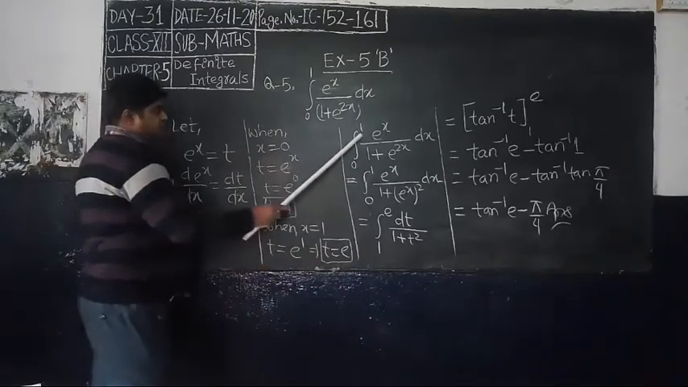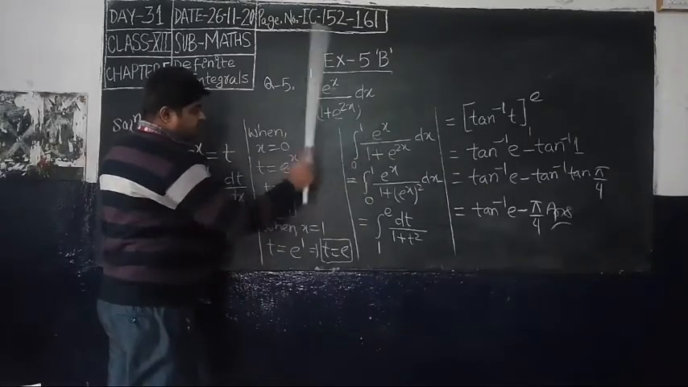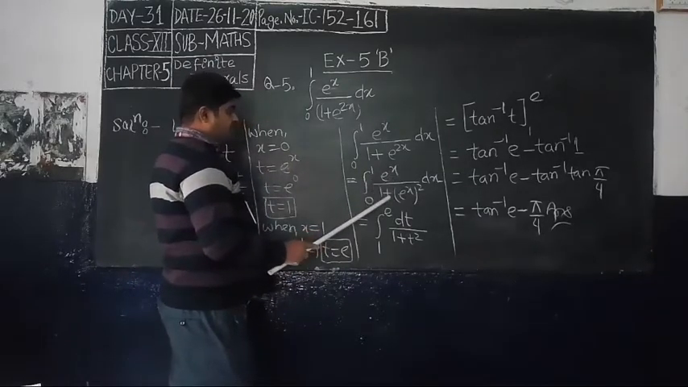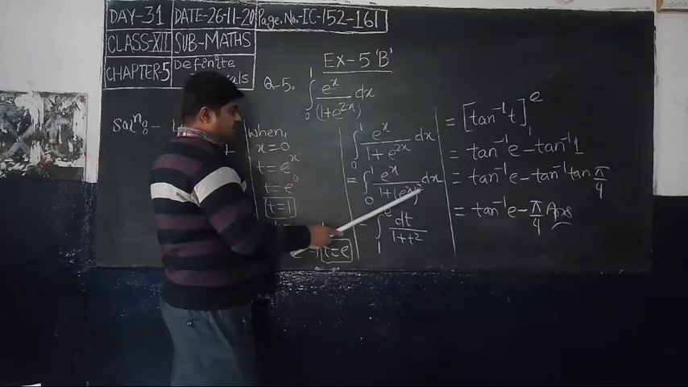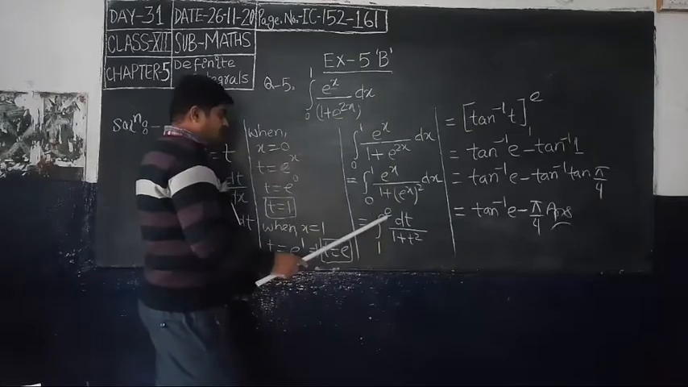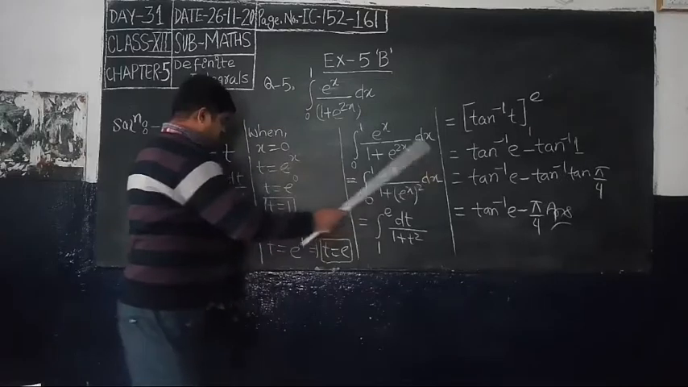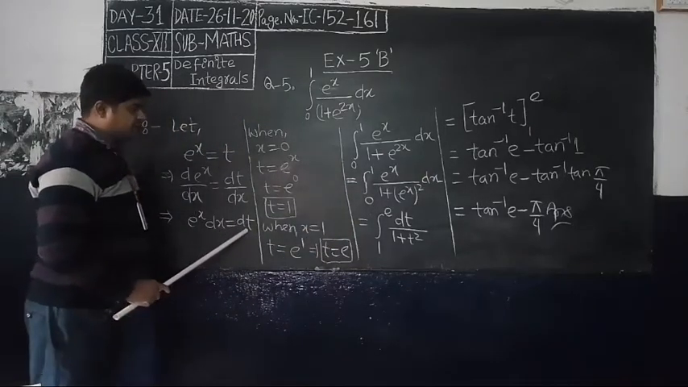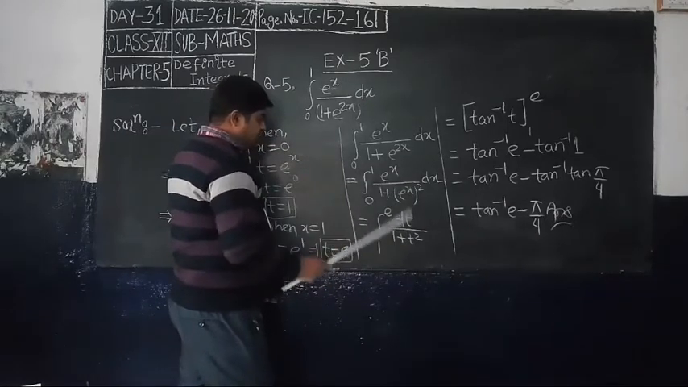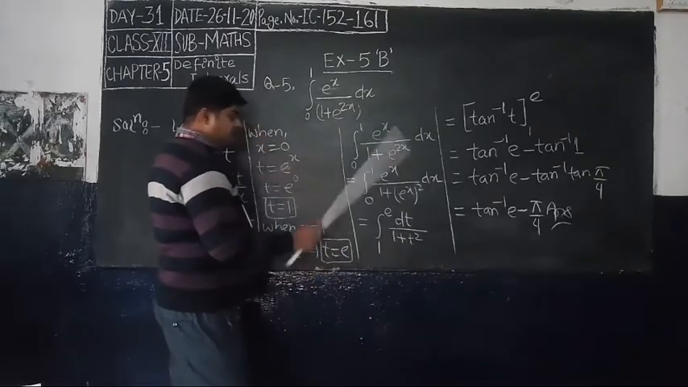And this is your question. You have to find the integration of e to the power x by 1 plus e to the power 2x dx. You will arrange the term: integration of e to the power x by 1 plus e to the power x whole squared, which becomes e to the power 2x, dx. Now change the limit. The integration from 1 to e, e to the power x dx becomes dt, so you will put dt by 1 plus t square. So you have to find the integration of dt by 1 plus t square.